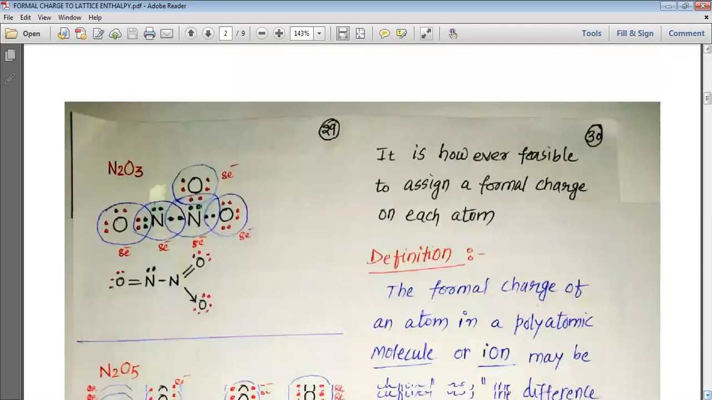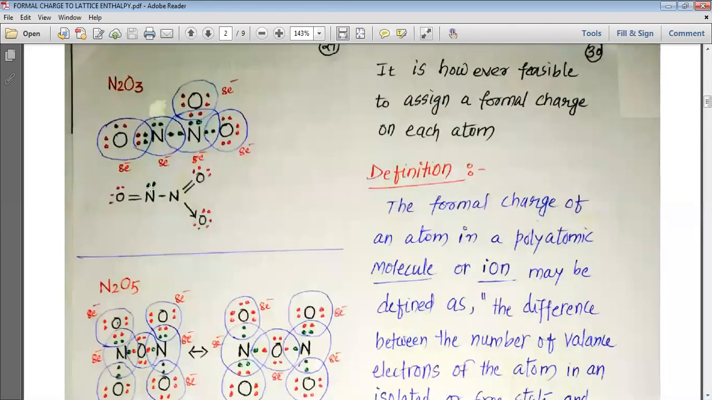Then we can move to N2O3. In N2O3, the two nitrogens share their electrons. So nitrogen has 5 electrons. Out of those 5 electrons, nitrogen keeps 2 electrons with it. It gives 2 electrons for the bonding. You can see here, 2 electrons here, 2 electrons shared with this. So totally 2 plus 2, 4, and 1 electron shared with this nitrogen ion. So here you can see that this nitrogen shares its 5 electrons this way.